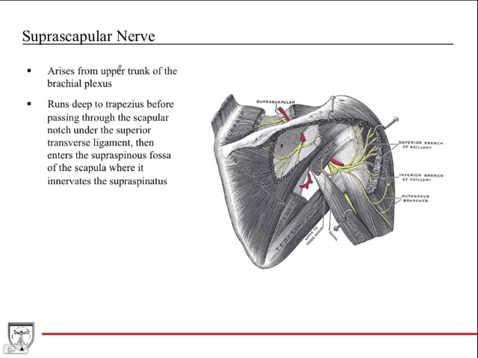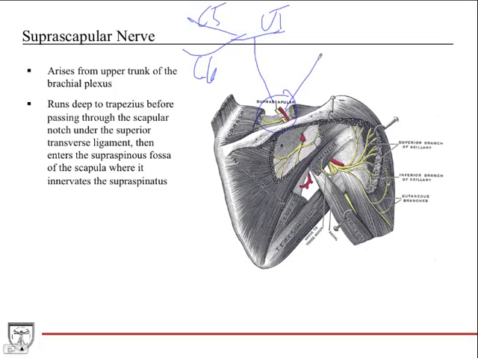It arises from the upper trunk of the brachial plexus. So you have the upper trunk, which is C5 and C6. It forms here, we'll call it UT. And then off of that is the suprascapular nerve, okay? It runs deep to the trapezius muscle, and it passes through the scapular notch, which you can see a very good picture of here.